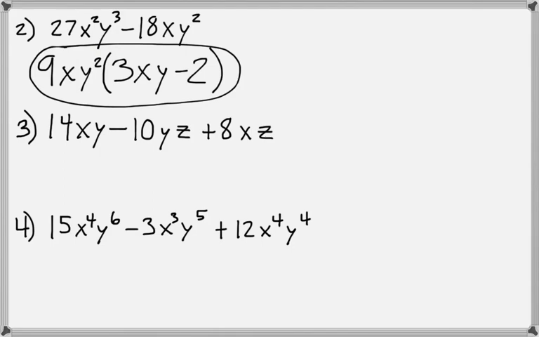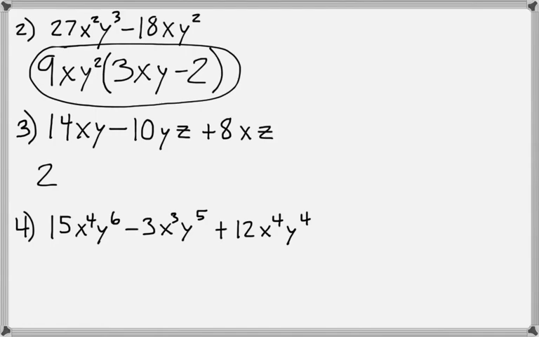With 3, again, I'm looking at all 3 terms, and what is the largest number that divides evenly into 14, 10, and 8? And that would be 2. Okay, with the x's, well, the first one has 1 x, the second one has no x's, and the third one has 1 x. So because of that middle term, I actually can't take out any x's.